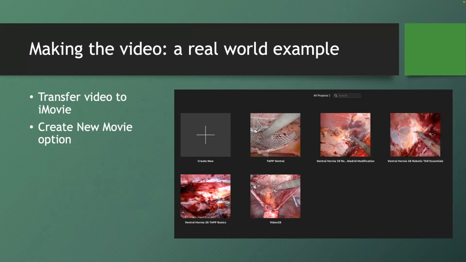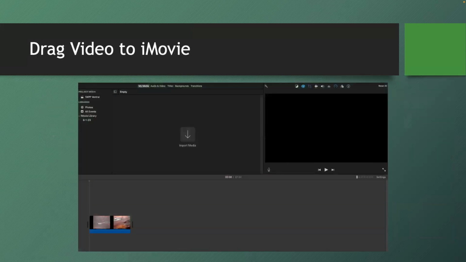I go to my iMovie right when I open it up. I hit the Create New Movie option. Upon getting into that screen, I'll just drag the video file that I'm looking to edit onto the lower portion of the screen. And now you see this is a 27-minute case. It was a robotic TAP ventral, and at the end of this video, I'll include a link to that original video. So you drag it into iMovie, and then we start the process of editing, splicing, and making it better.